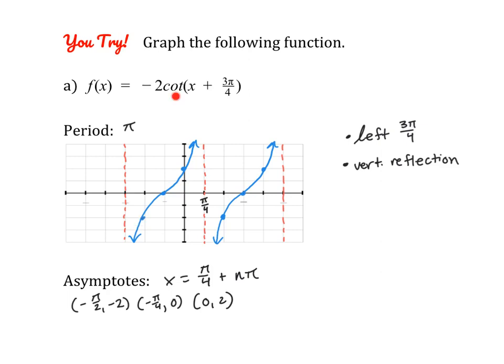Remember, cotangent usually is decreasing, but because of this vertical reflection, it's going to be an increasing function. So it looks more like tangent. Again, I have a point down here at negative 2, and then at the other quarter wave point, I have a point at positive 2. So I'm going to have an increasing function again due to that vertical reflection.